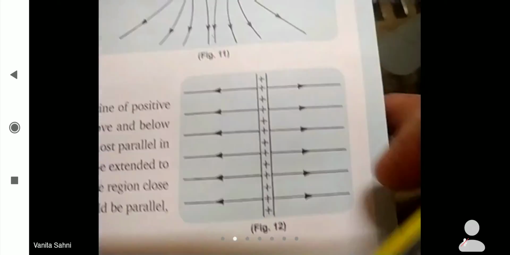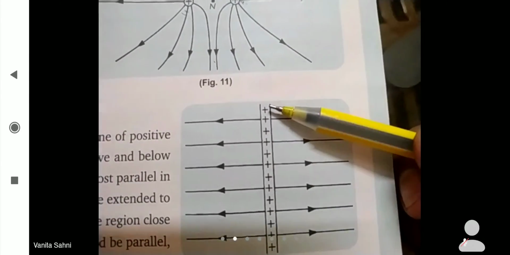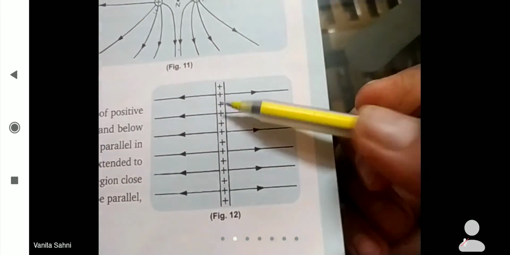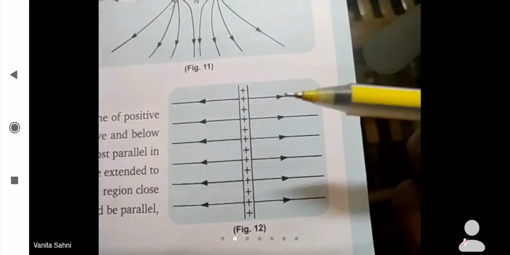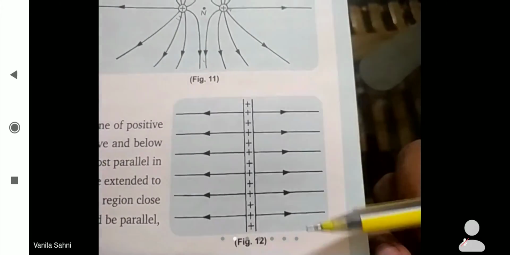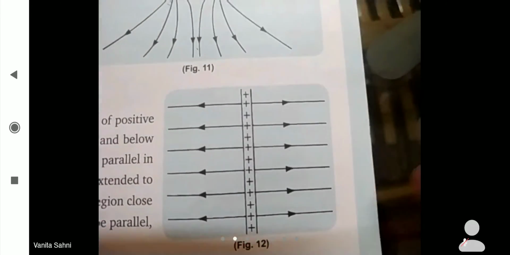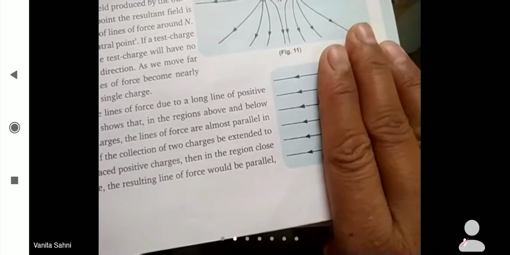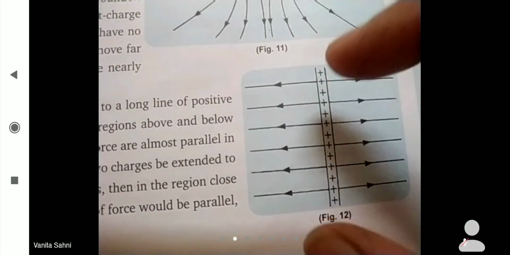Then for a linear charge density, meaning a uniformly charged wire or a rod, this will be the nature of electric lines of force. And such lines of force constitute a uniform electric field. So whenever you are asked to draw a uniform electric field, you will draw only this much portion. These are parallel lines pointed towards one direction. They show a uniform electric field.